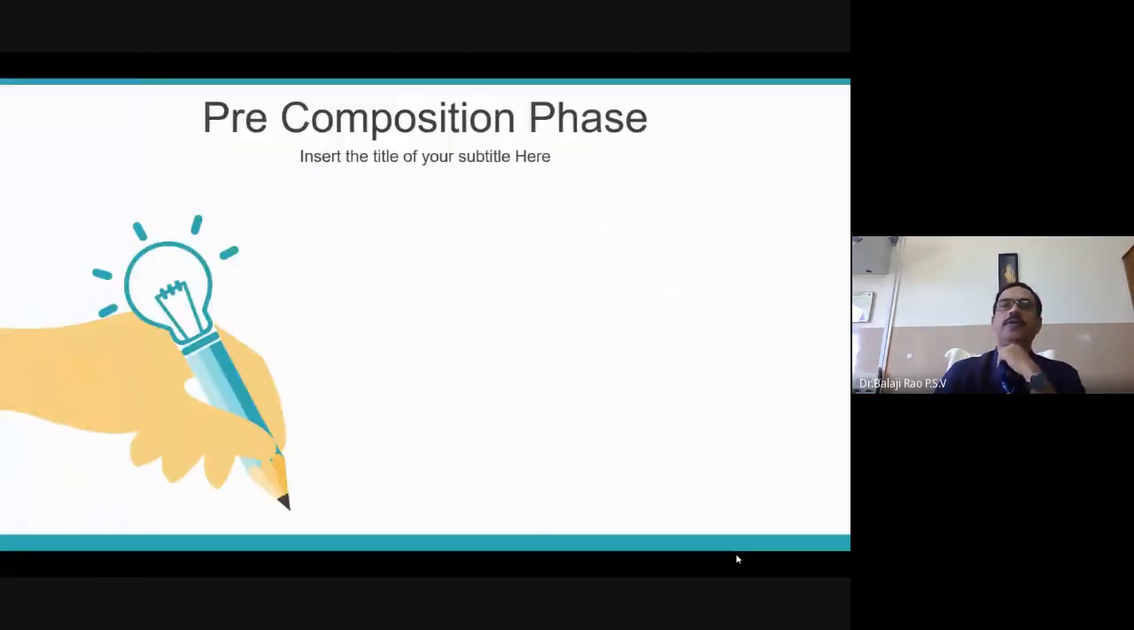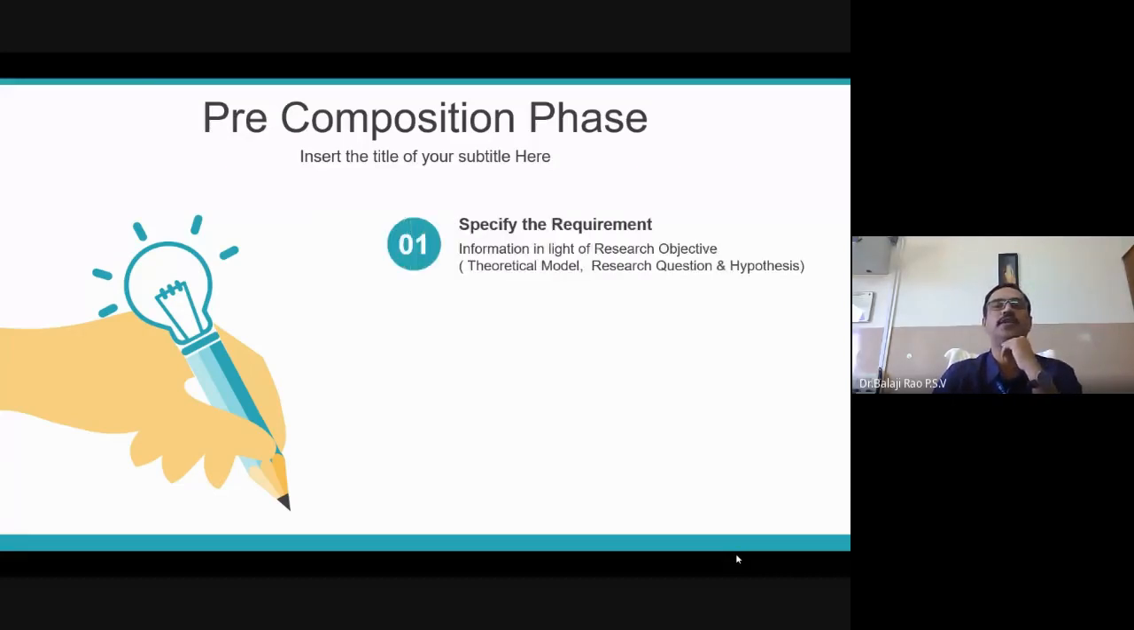Now, let me get on to the first phase of questionnaire design. As I just shared with you, there are 3 phases of research design. One is the pre-composition phase. I'm sorry, the line that says 'insert the title of your subtitle', I should have deleted. Somehow it is not saved. Anyway, in the first phase, the researcher has to understand his research objectives thoroughly.